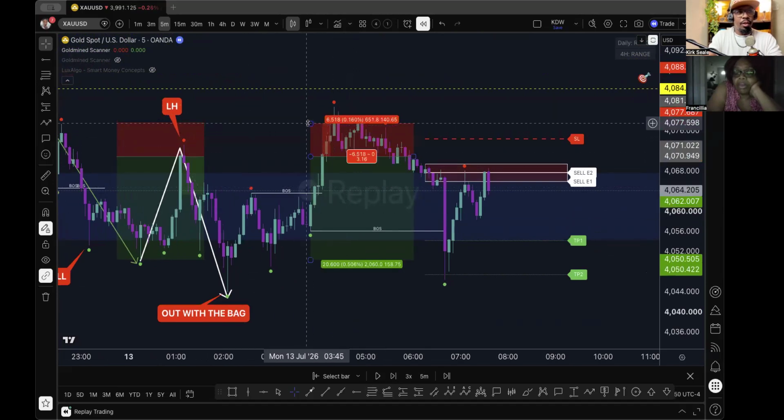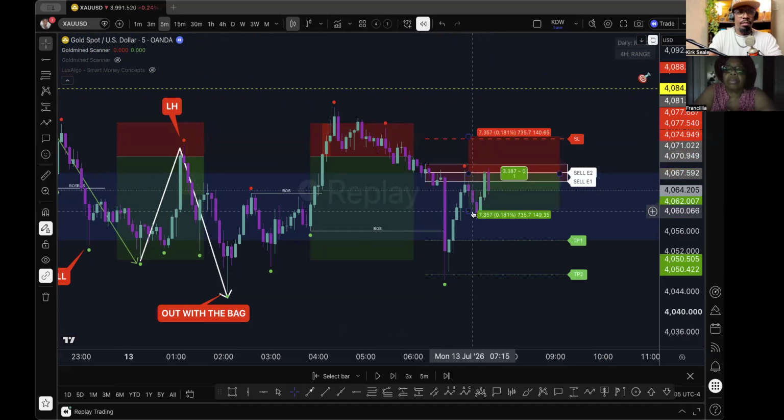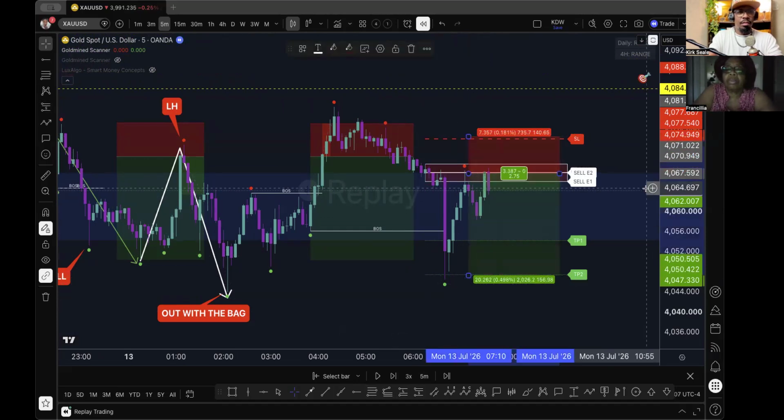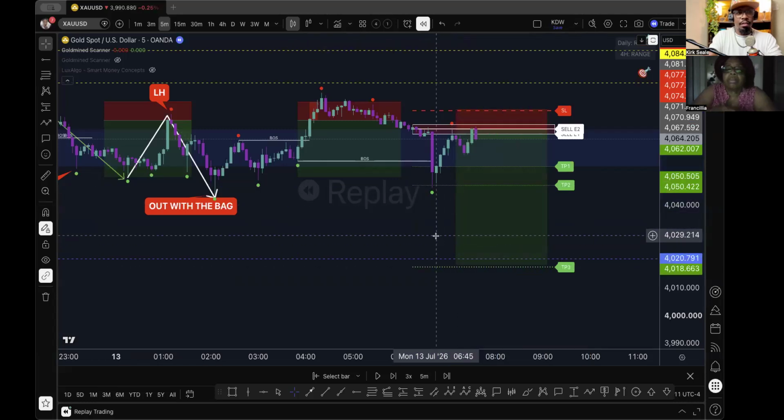All right. So we did get stopped out there, which is fine. Price pushed down again. Scanner called another sell. If we decided to take this one as well, take profit 3, however, in this situation is way down here.